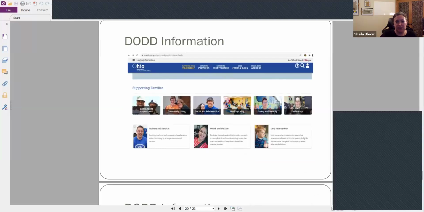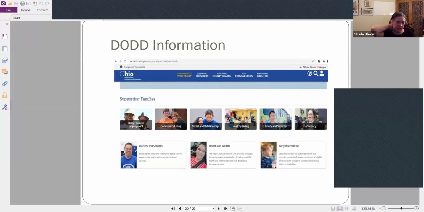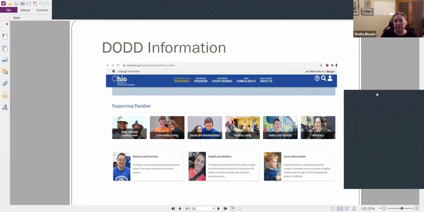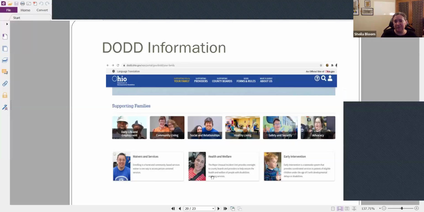And this is just a quick snapshot of the DODD website that goes along with the waiver services link that was shared. Supporting Families is a really great section of the DODD website. You can click through and look at all of the various areas of service within a county board, the different services available, and that's also where a bunch of the waiver information is going to be located. So you can see changes coming up, you can see changes that are in play, and that'll help answer some questions in a little more condensed manner than trying to read through the rules and decipher what all those changes mean. So the DODD website is a really great resource for families as well.